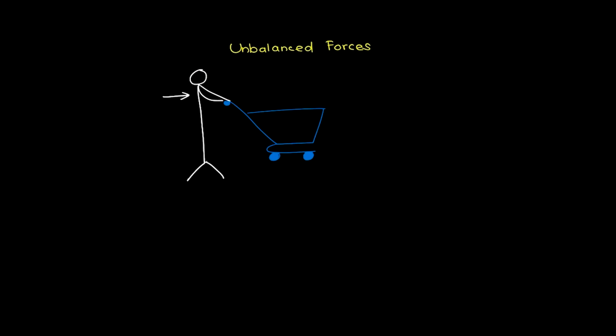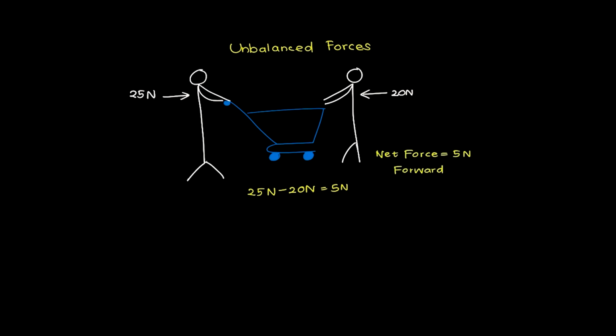You and a friend push a shopping cart from opposite ends. You push forward with 25 newtons. Your friend pushes backward with 20 newtons. The vertical forces, gravity pulling down, floor pushing up, are balanced. So what happens horizontally? You've got unequal forces in opposite directions. 25 forward minus 20 backward equals 5 newtons net force in the forward direction. Unbalanced force means acceleration. The cart speeds up in your direction.